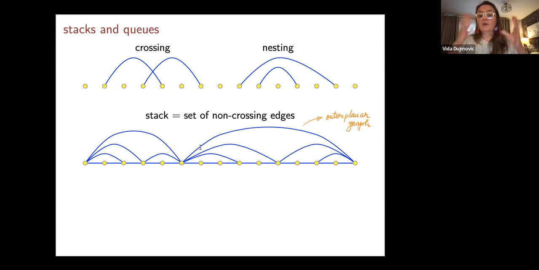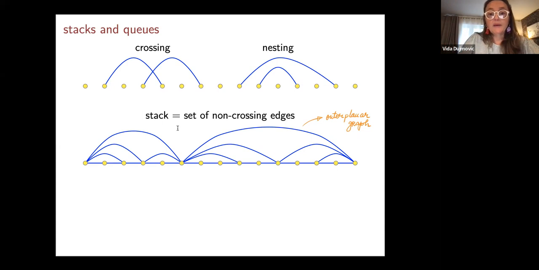So if you like, you can imagine closing these two ends, and you end up with a drawing where vertices lie on a cycle, and inside you don't have edge crossings. So if you have a vertex ordering and a set of edges such that no pair of them cross, we call that a stack for various reasons. So it's a set of non-crossing edges.